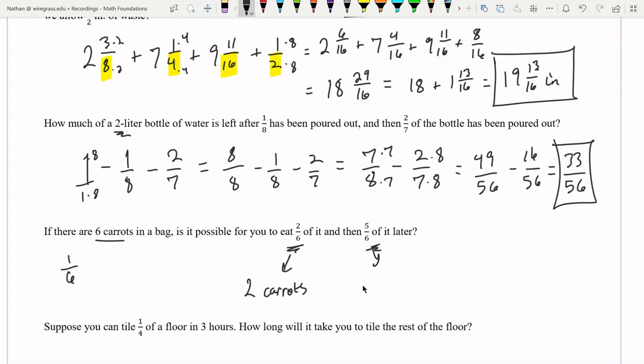And then we're going to eat, right? 5/6 is 1/6 plus 1/6 plus 1/6, 5 times. It's going to be 5 carrots. Is this possible? Well, no, because 2 plus 5 is 7, and we only have 6 to start with. So no, this is not possible.